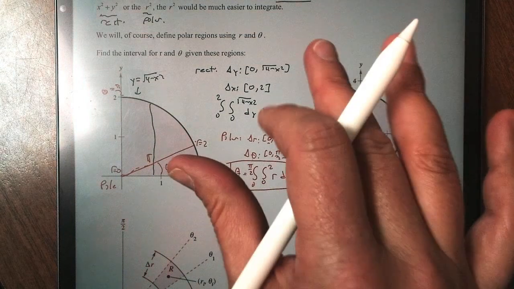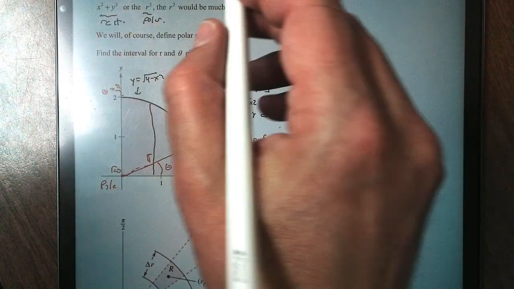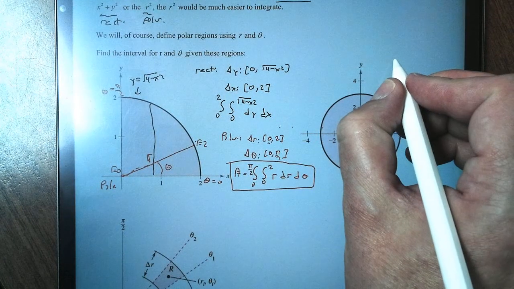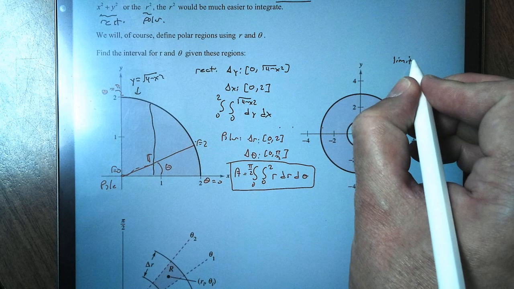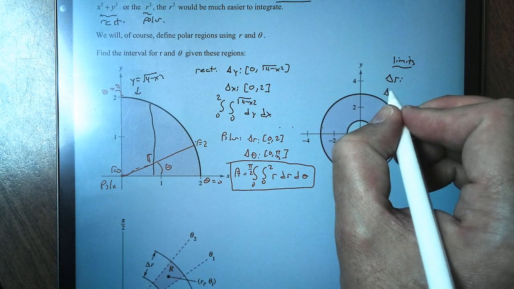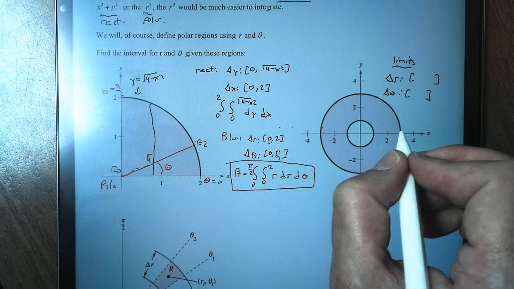So let's take a look. Let's see if we can find the polar limits for this next one. Go back to black. So if I want to find the limits here in polar form, again, I want to find the change in the radius and the change in theta. Theta should be pretty easy.